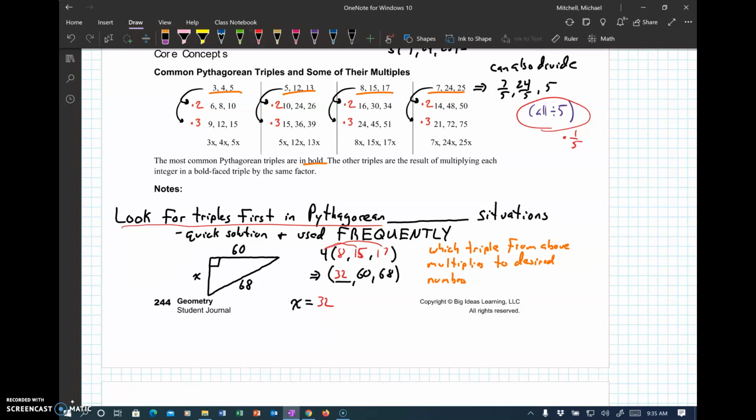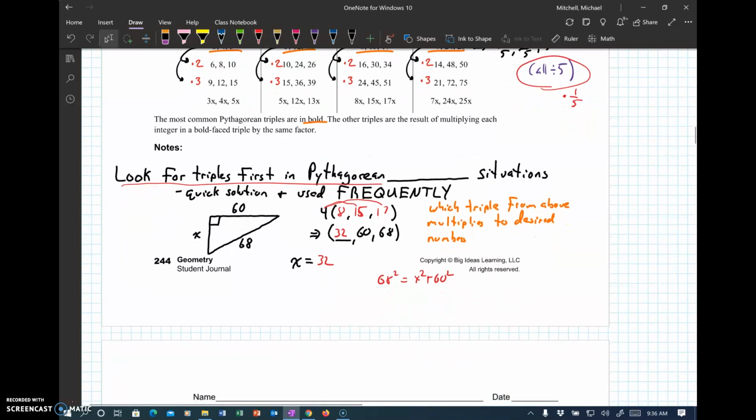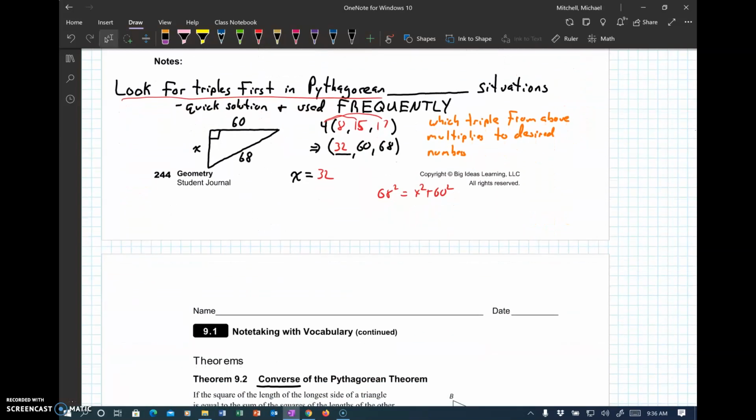The more you do these, the better you'll get at them, and you'll start noticing them. A lot easier than thinking, oh, okay, 68 squared equals x squared plus 60 squared, and going through and solving it that way. You'll still end up with 32. A lot more work on the calculator. But I always look for those triples. I always look for the easy stuff first.